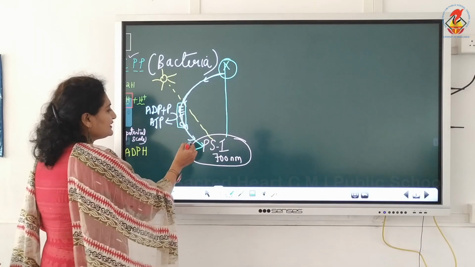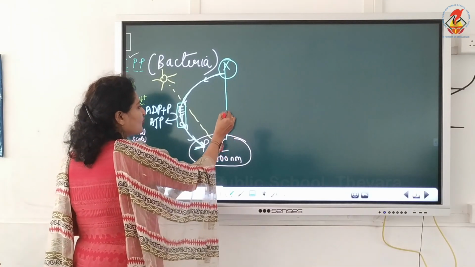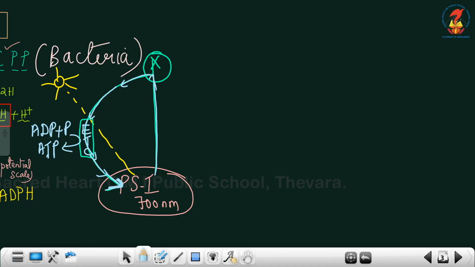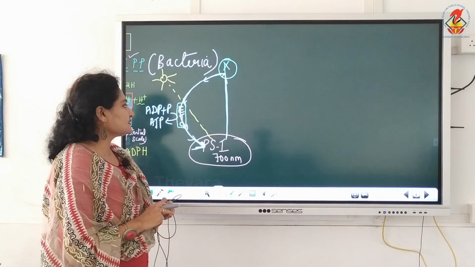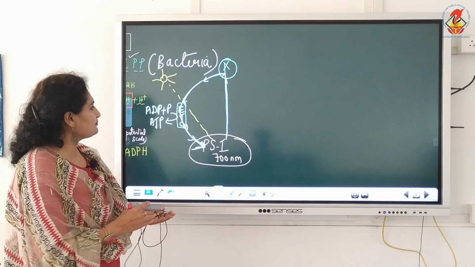Here, finally this electron that is lost from photosystem 1 is replaced by the same electron. So, it is circulated within the system. There are no other systems involved. Photosystem 2 is not involved. So, this is very simple.